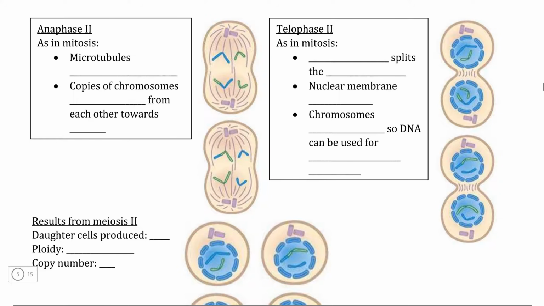So in anaphase 2, we can see that the microtubules are beginning to depolymerize, which once again means that they simply break themselves down in order to make themselves shorter, which pulls each copy of each of the 23 chromosomes towards opposite ends of the cell. So copies of each of the chromosomes move away from each other towards opposite sides of the cell, toward the poles where each daughter cell is going to form.